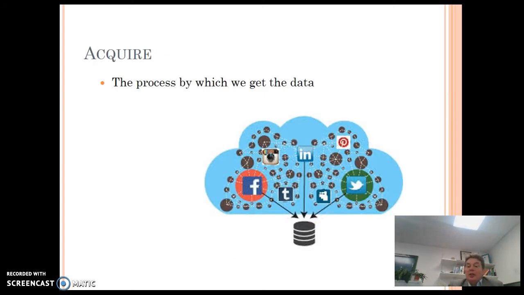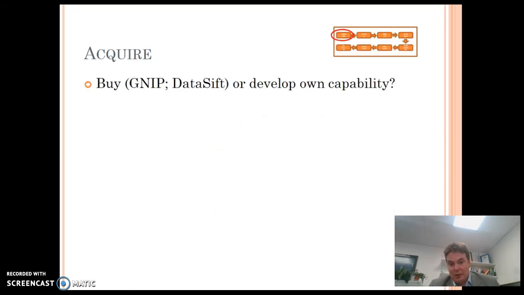So acquisition literally is the process by which we get the data. There's all this social media data out there across Twitter, across Facebook, LinkedIn, Instagram, Snapchat. Well, we know now that Snapchat's so over because Cody doesn't use it anymore. But we've got all these different platforms that have data in different formats, and we want to get it all together so we can learn about our customers.